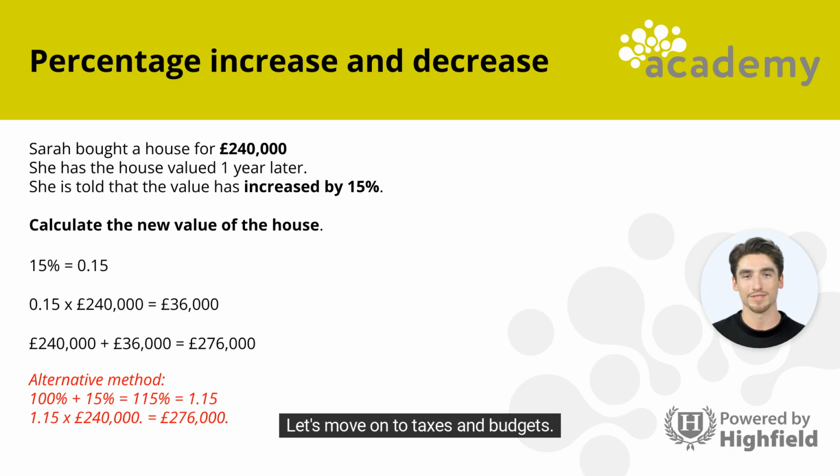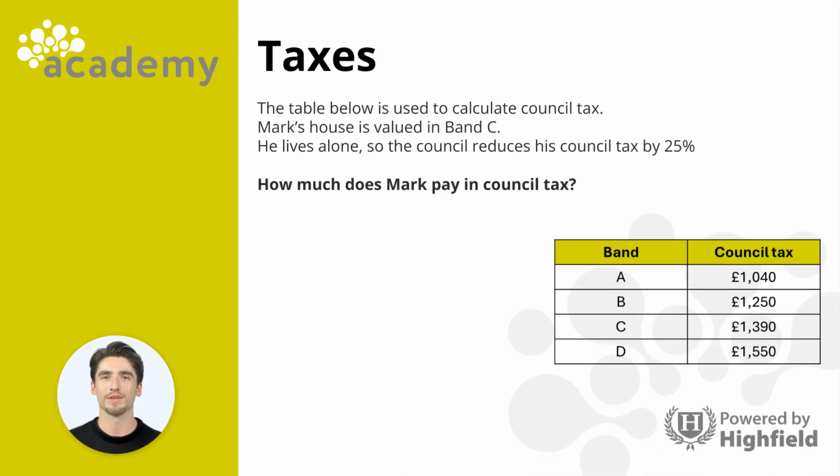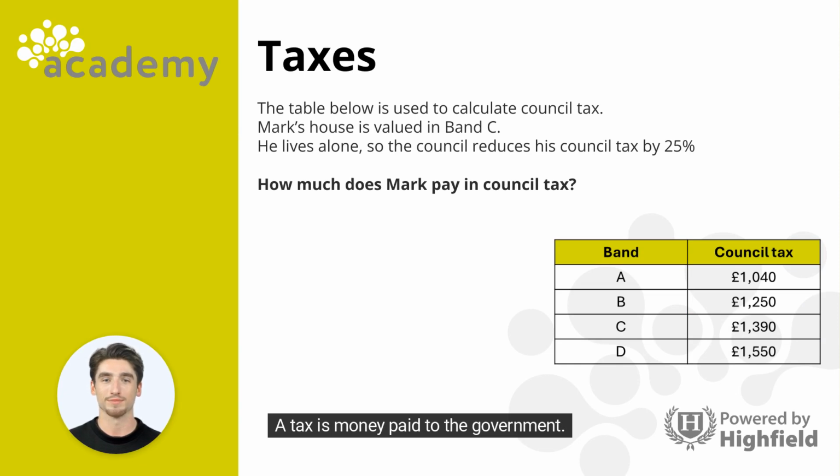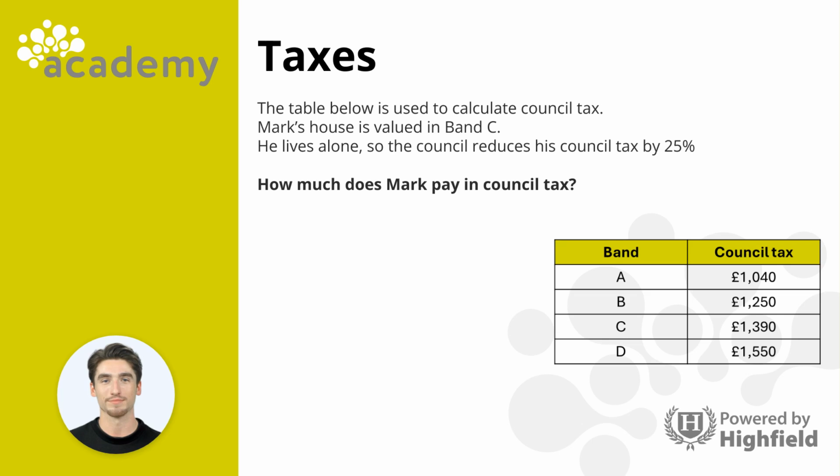Let's move on to taxes and budgets. A tax is money paid to the government. For example, council tax is paid to the local council. The amount of council tax paid depends on the value of the property that you live in. Let's look at an example.